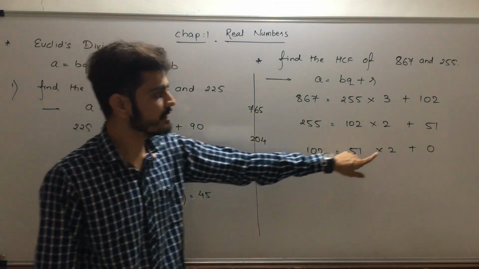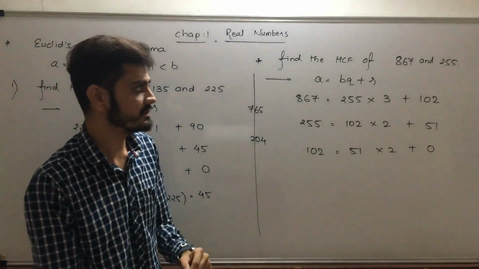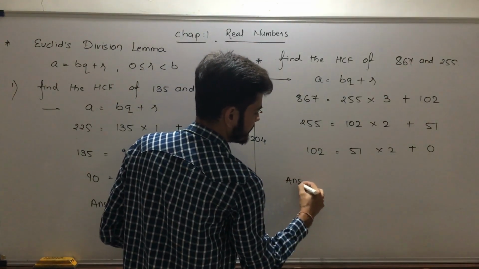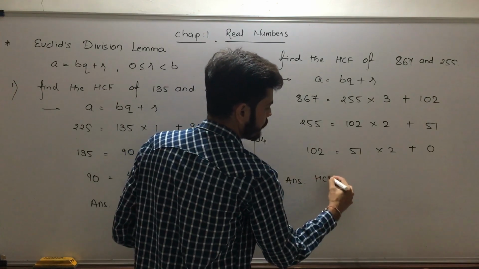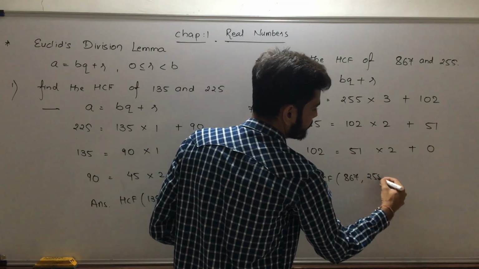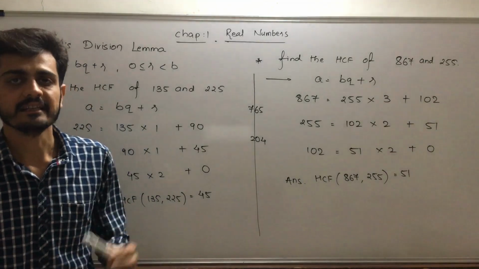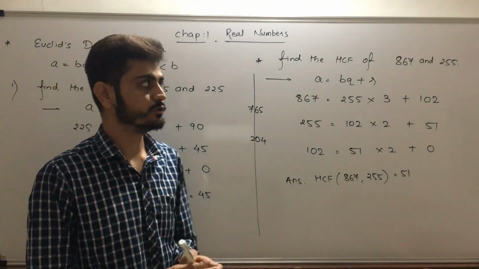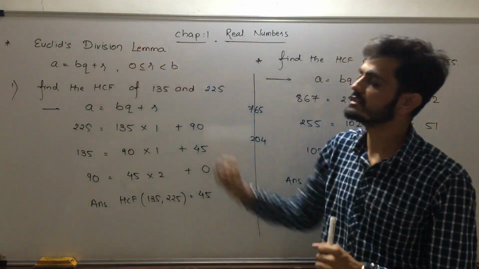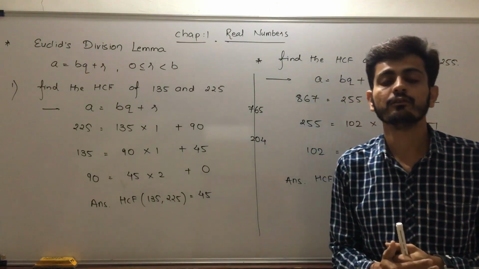Once you get the remainder 0, in that step the divisor is the HCF of the two numbers. So 51 is the HCF of the two numbers. So the answer is the HCF of 867 and 255 is equal to 51. This is how we can find the HCF of two positive integers using Euclid's division lemma. This statement is Euclid's division lemma, and the whole process is nothing but Euclid's division algorithm.